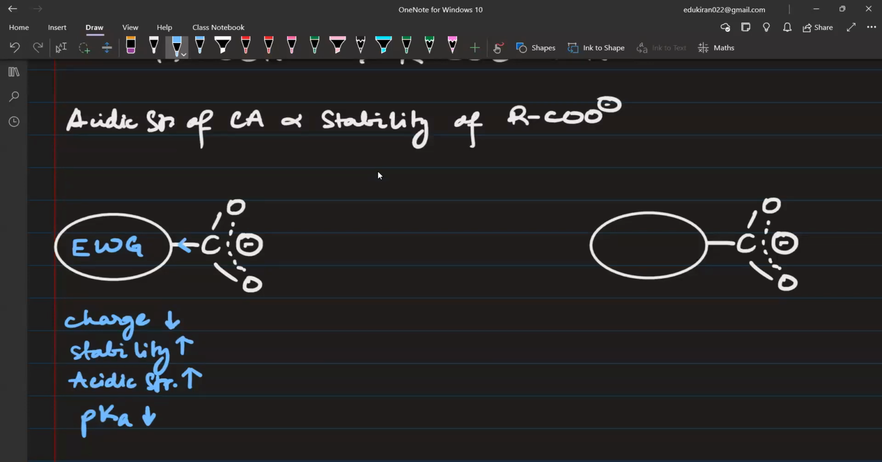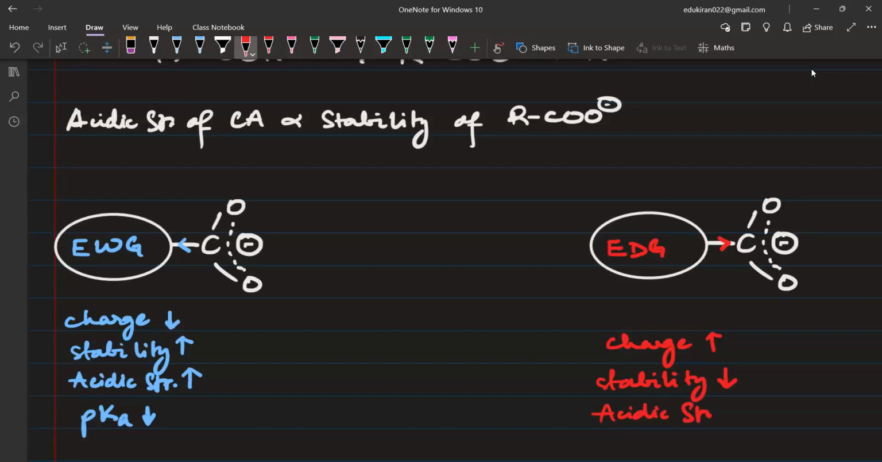pKa decreases. But if you have an electron donating group, then this will give electron density towards the negative charge. And what will happen? The charge would increase, stability would decrease, acidic strength would decrease, and the pKa would increase. Copy this down. Raise your hand once you're done.